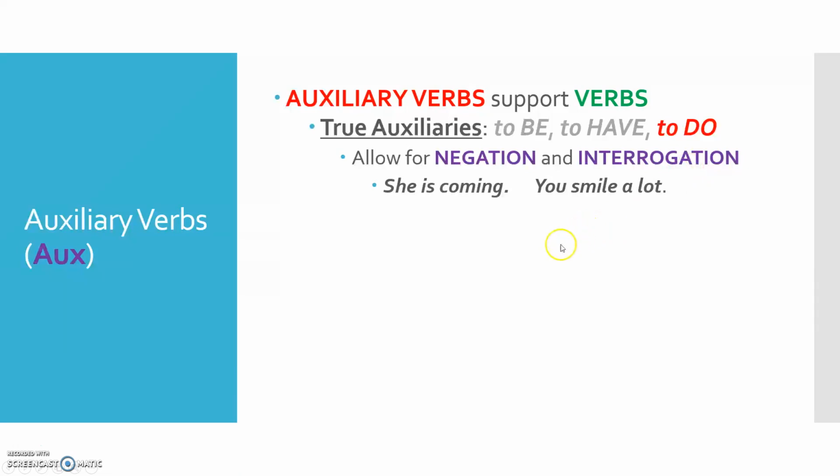Okay, so here are a couple of sentences that are both positive declarative sentences. So no negation, no interrogation. She is coming. You smile a lot. Now, to do negation and interrogation, we need an auxiliary verb. Here is an auxiliary verb already in this sentence. She is coming. So it's quite easy to negate this, she is not coming, or to turn it into a question, is she coming? Where we just take is and put it to the front. But in a sentence like you smile a lot, we don't have an auxiliary verb to work with.